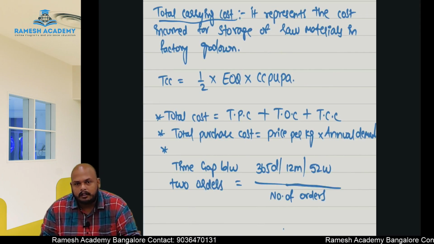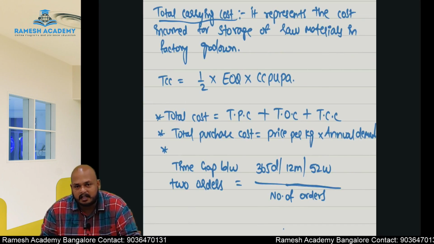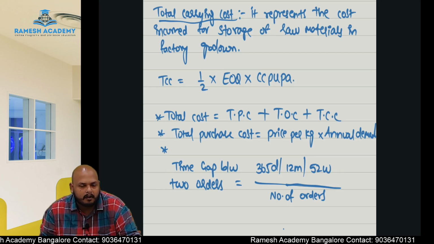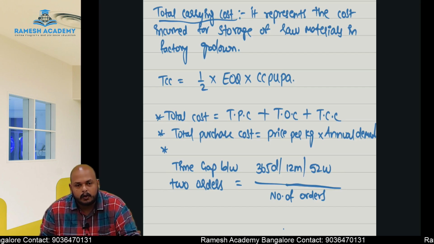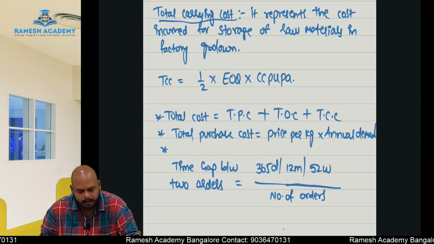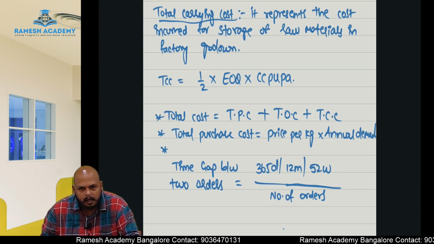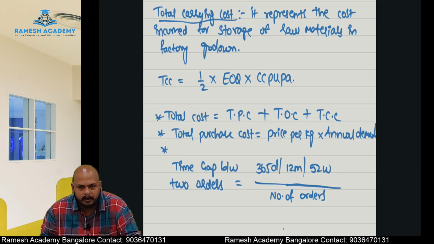Next concept, total carrying cost. What do you mean by total carrying cost? It represents the cost incurred for storage of raw materials in the factory. To carry a certain quantity of raw material, the cost we have to incur is called the carrying cost. Technically the formula is half into economic order quantity into carrying cost per unit per annum, CCPU. This is the formula for TCC.